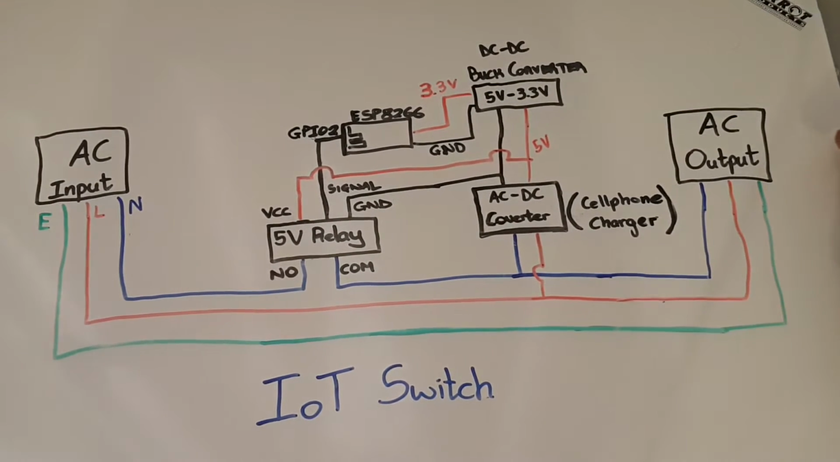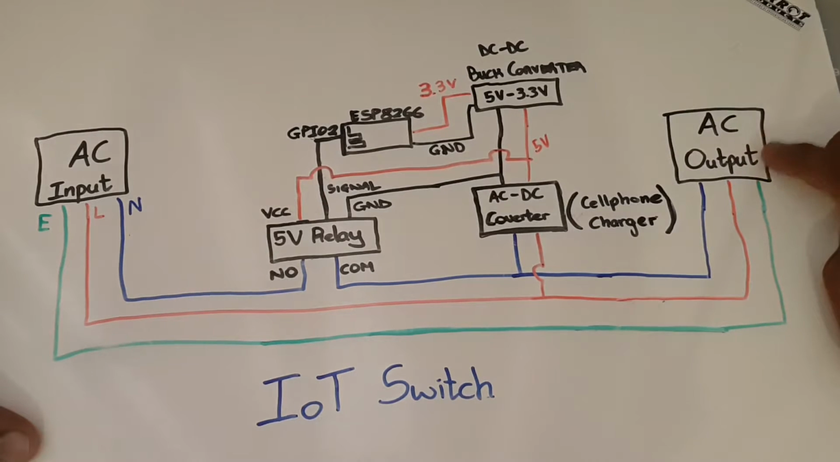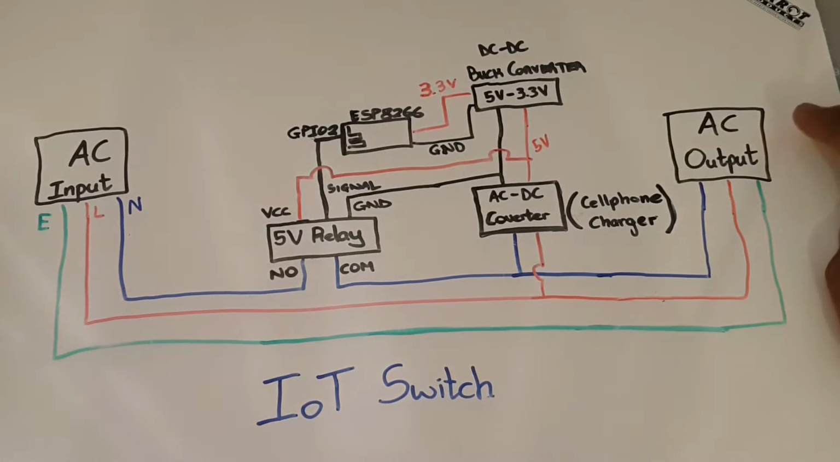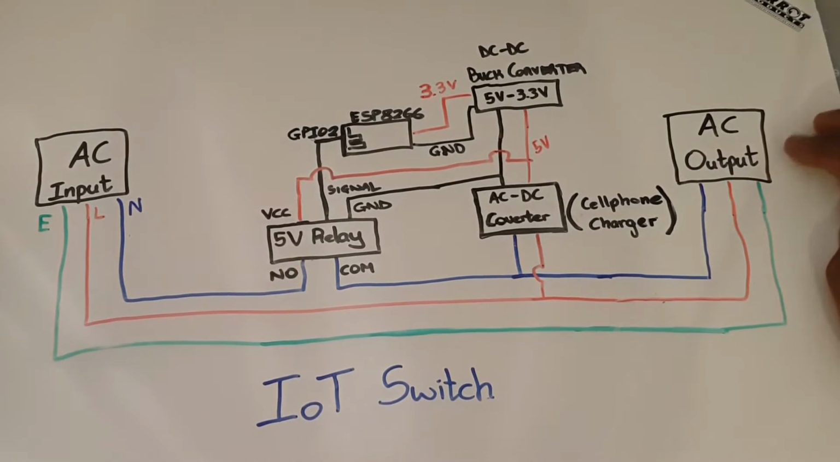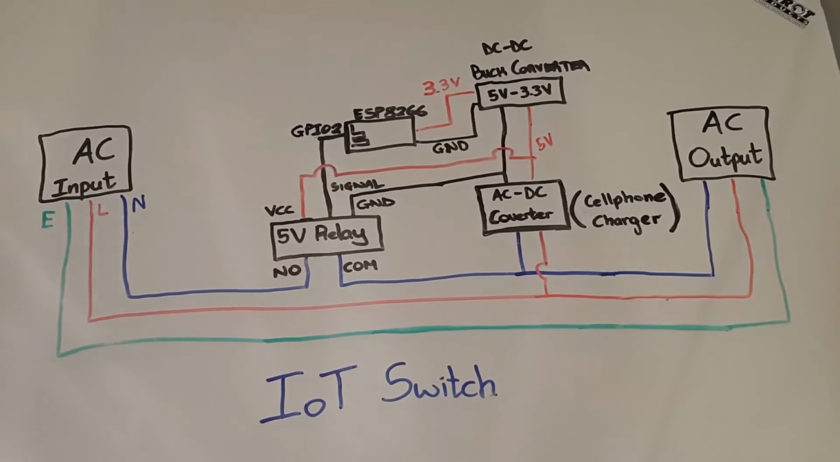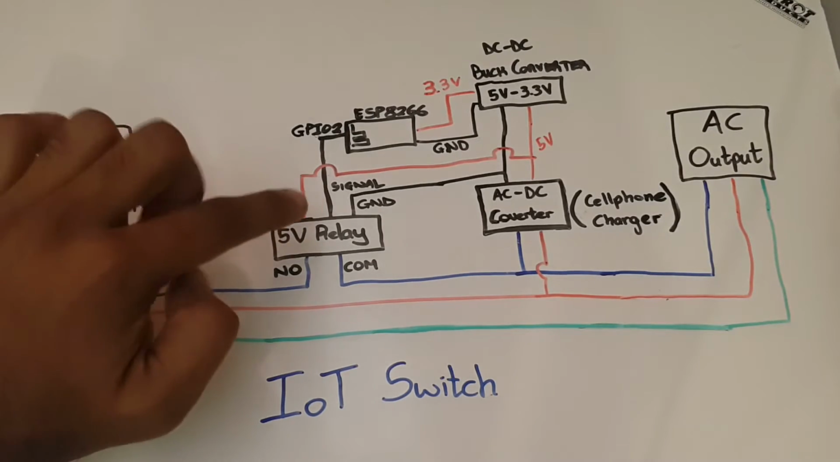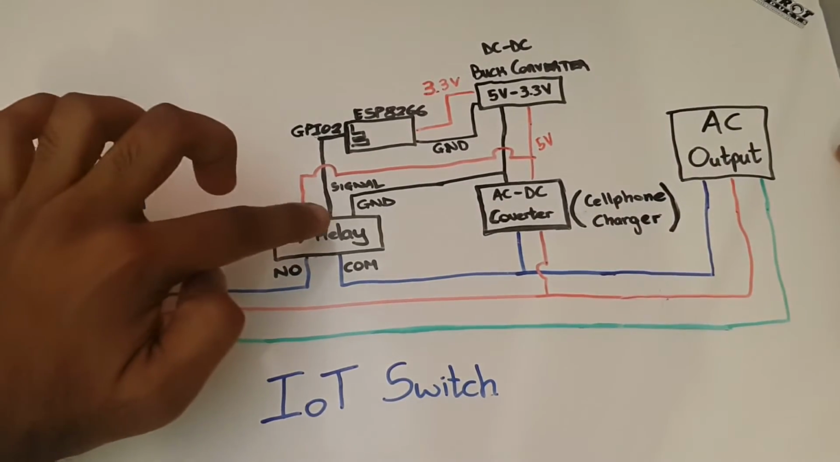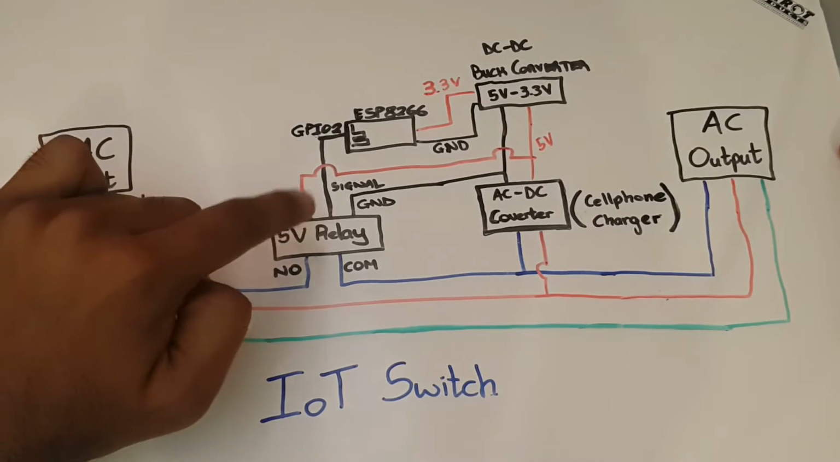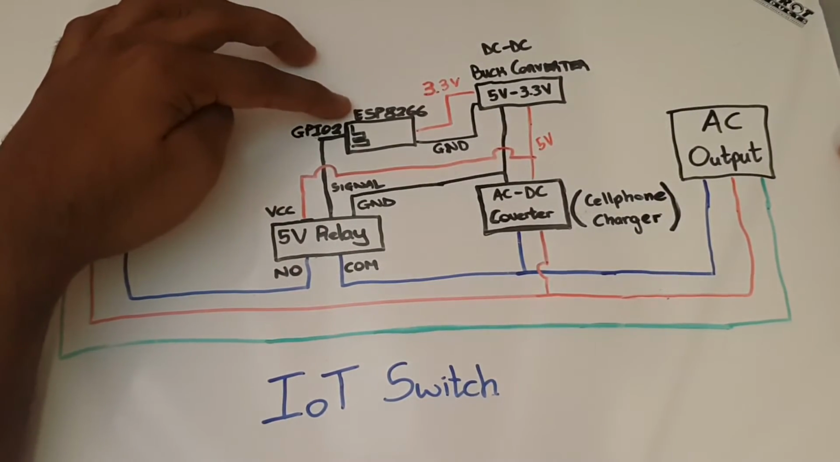Now this means that the AC output is always going to have one phase of the AC going to it, which is live. That isn't safe, because although the appliance will be off, it's still regarded as hot. So bearing that in mind, I am switching on neutral, so I have neutral going into the relay, and the signal that is going to switch the relay is coming from an ESP8266.